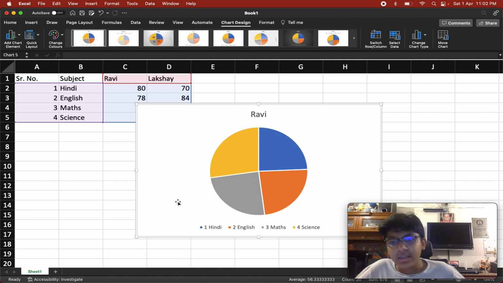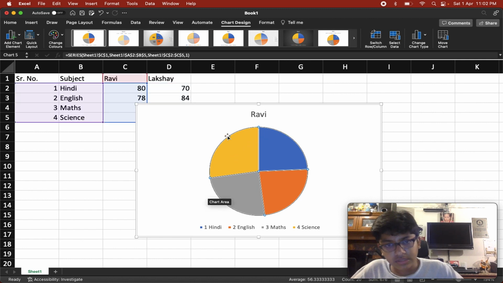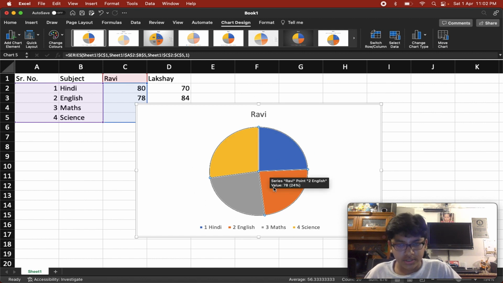For example, if Ravi wants to compare his marks of Hindi, English, Maths, and Science, he can use the pie chart, right? It is useful when you want to emphasize significant elements. So for example, over here we can see that this is the percentage. Let's see that this whole is 100%, right?